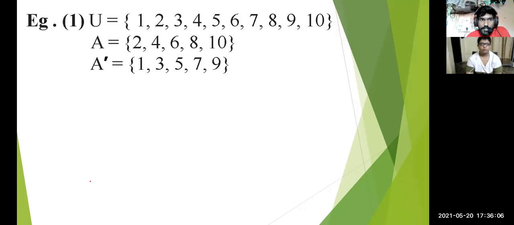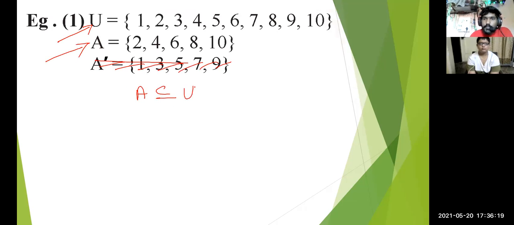I'll explain it to you in this example. Don't look at this. Just look at the universal set U and look at set A. Is A a subset of U? Yes, sir. Now, how can you tell that A is a subset of U? Because all the elements of A are in U, correct? 2 is there. 4 is there. 6 is also there. 8 is also there. 10 is also there, correct? So all the elements of A are in U.